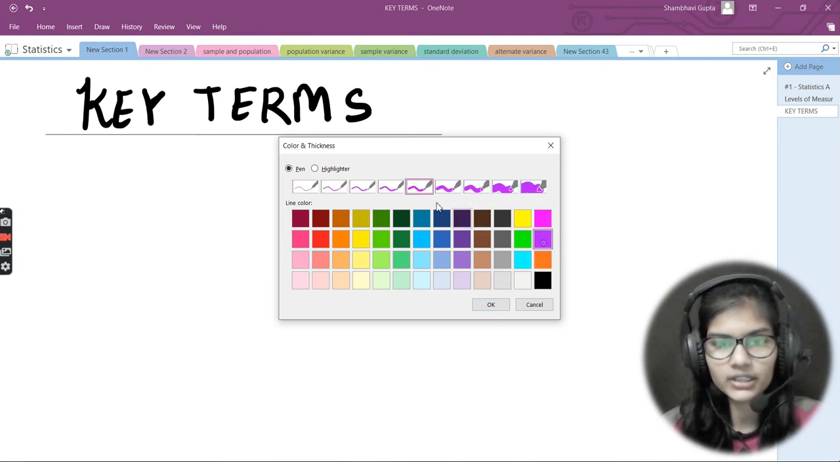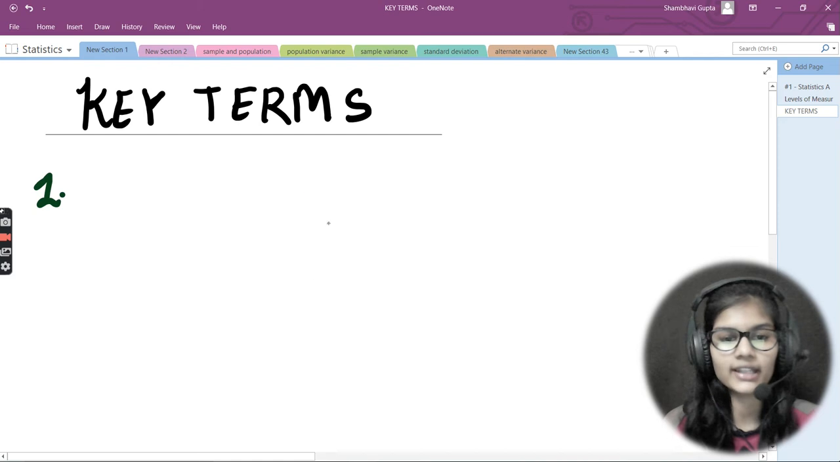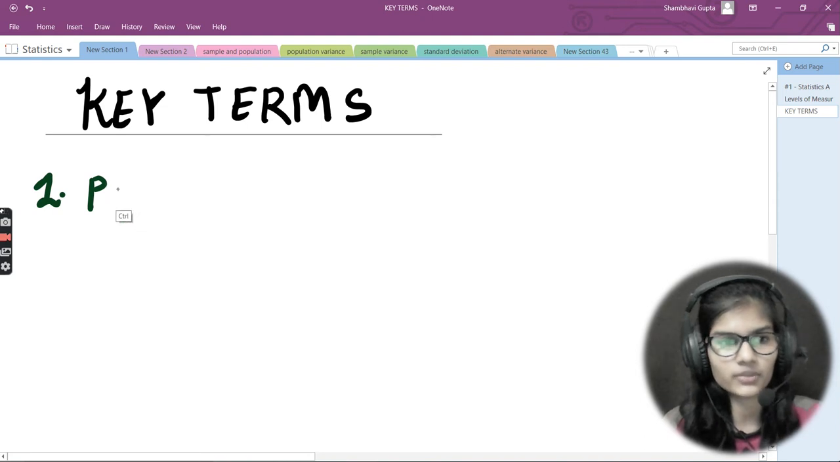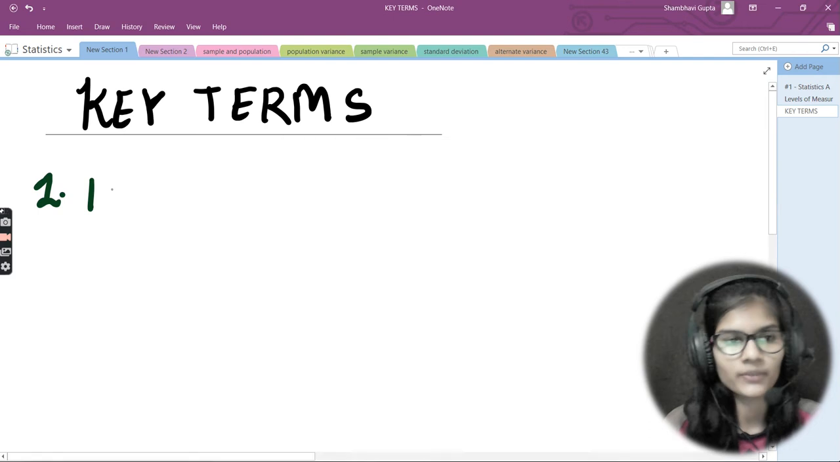Let me choose a color to write things out. And yes, okay, this one is absolutely fine. The first term that I want to discuss is population. What is actually a population? Just one second, let me take out a thinner pen as well. And yeah, okay, so let's discuss that. What is actually a population?